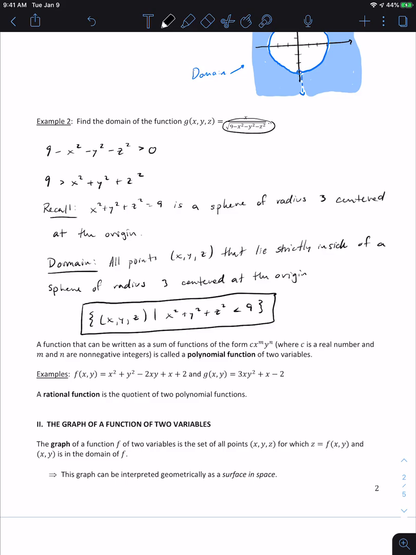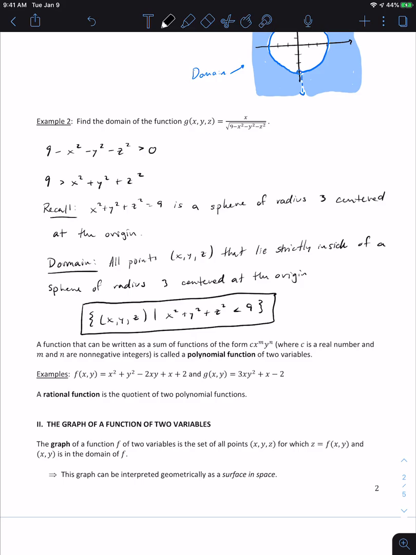So some examples look like f of x, y is x squared plus y squared minus 2xy plus x plus 2. Right, that would be one example. Another example would be 3xy squared plus x minus 2. And so we can do composition of functions, just like we can do compositions of functions in one variable. We can do sum and difference of functions. We can multiply functions. We can divide functions. All the stuff we can do with polynomials of one variable, we can also do with polynomials of more variables.